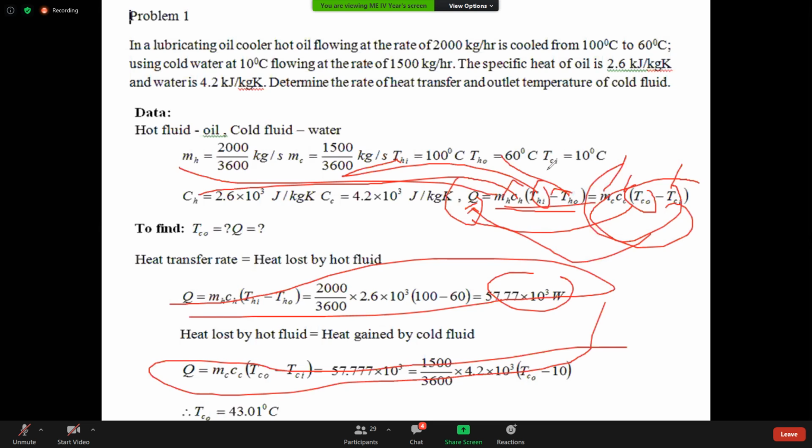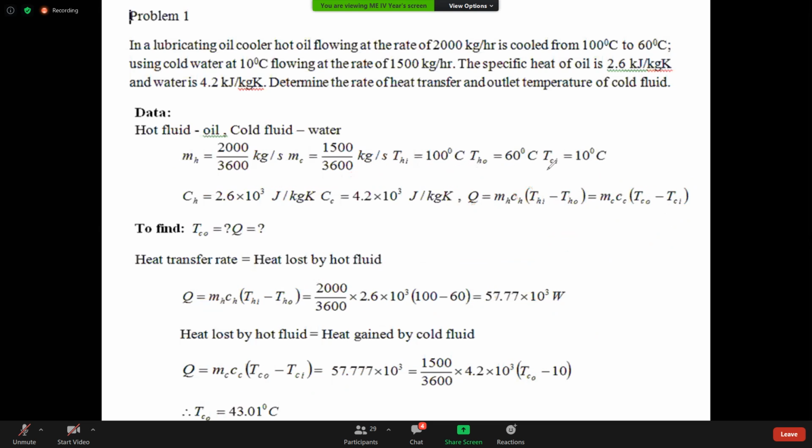Understand the problem first. This is the basic problem. This is the heat transfer in watts. Make sure that you convert kilojoules into joules. At the same time, convert the kg per hour or kg per minute into kg per second. Then it would be easy.